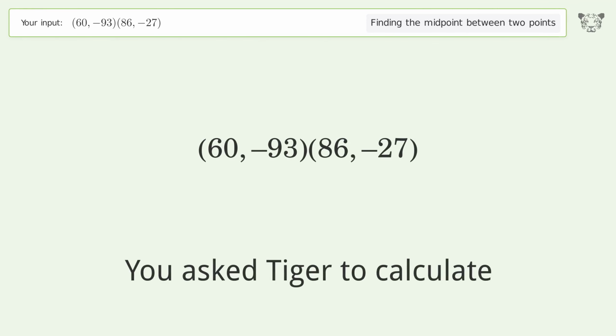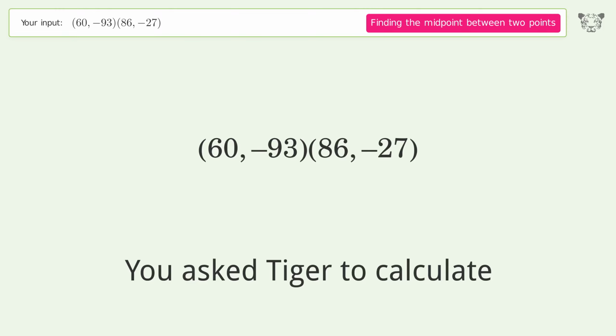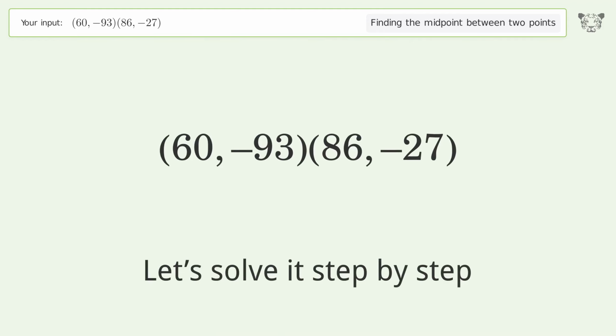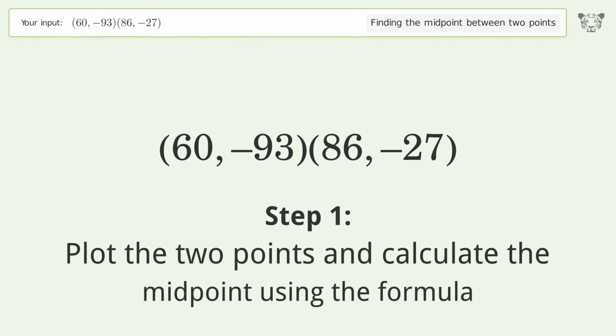You ask Tiger to calculate. This deals with finding the midpoint between 2 points. The midpoint between the 2 points is 73, -60. Let's solve it step by step. Plot the 2 points and calculate the midpoint using the formula.